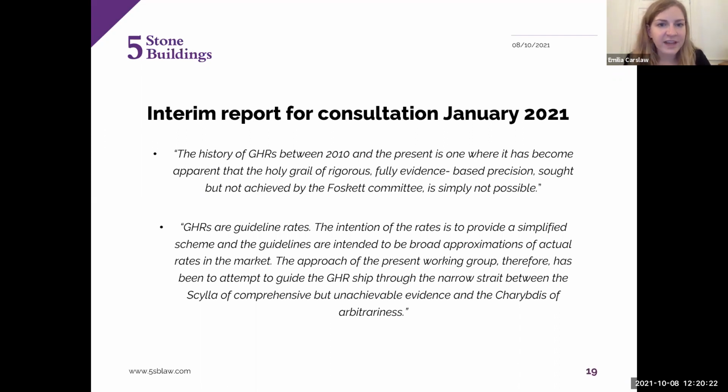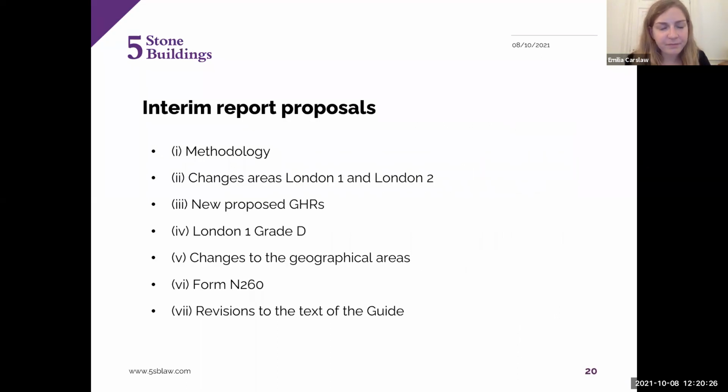So what they did, could you go to the next slide, please, is change the methodology. And these were their proposals that they sought consultation on. So the first was the methodology. The second were changes to the areas of London 1 and 2. They came up with new GHRs. They asked a specific question about London 1 grade D. They made some changes to the geographical areas. They also recommended changes to form N260, and they also made some revisions to the text of the guide. And this is what they were asking for comments on. So I'll talk about the methodology first. Could you go to the next slide?